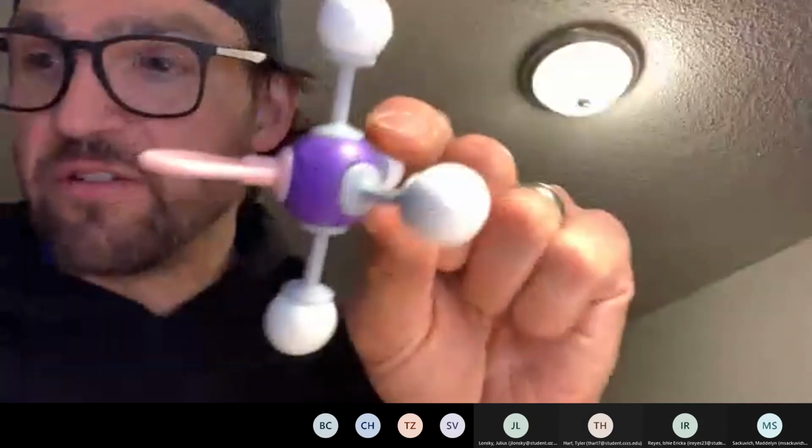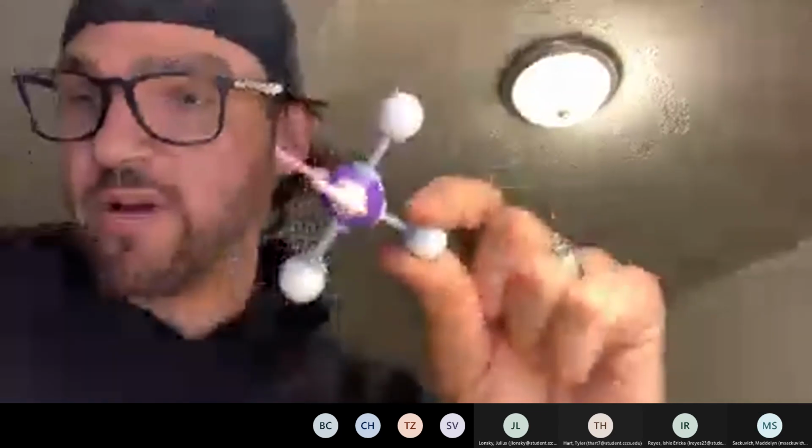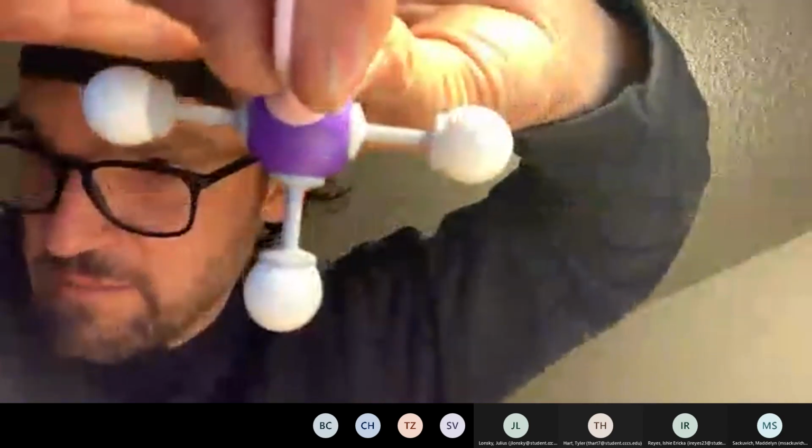Here's my distorted tetrahedron or my seesaw. If I rip off another atom and replace it with another lone pair, what do I get? It looks like the letter T. T shape. That's it, T shape.